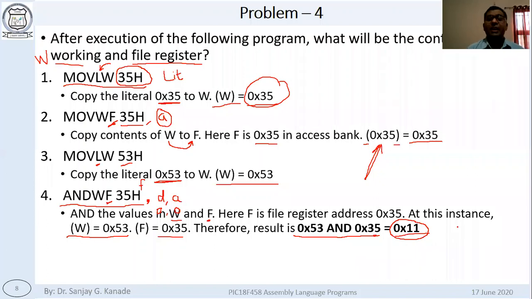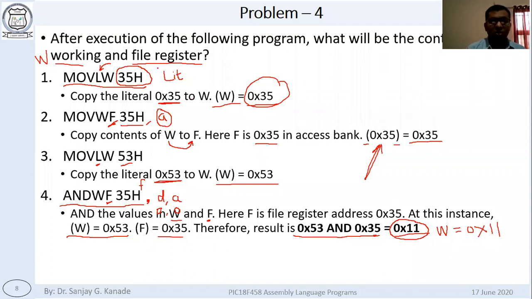However, we have not yet answered our question. What is the question asked? What will be the contents of the working register and the file register? So the working register will contain what? This result of the operation, 0x11. Since D is 0 in this case, the result of this AND operation is going to the working register. So W will be equal to 0x11.